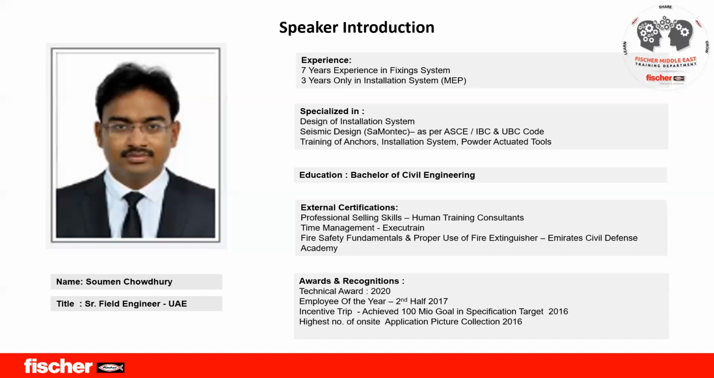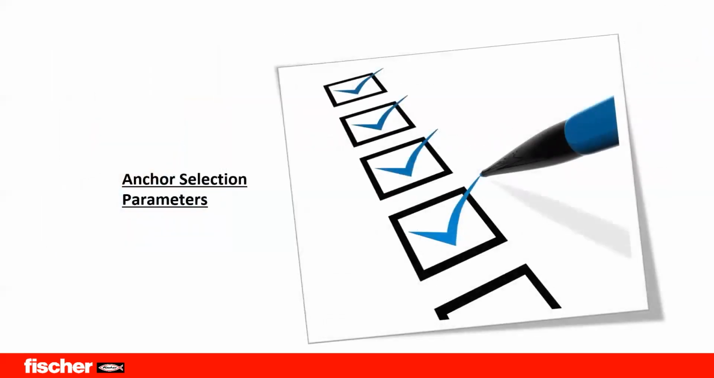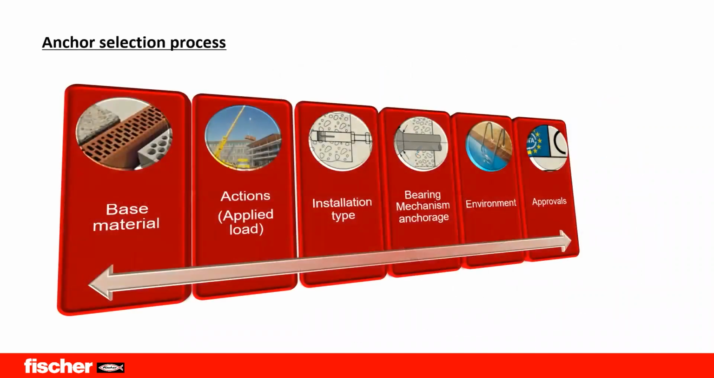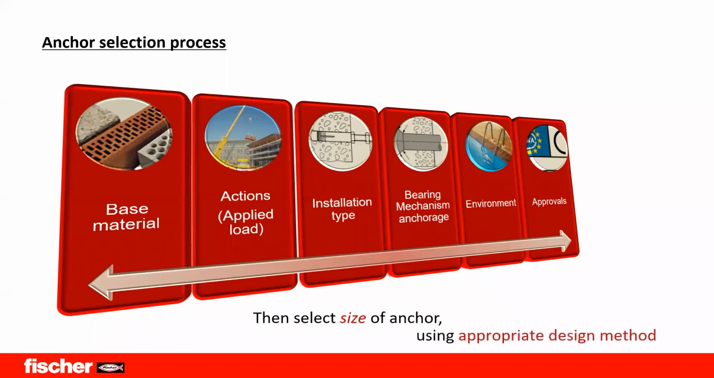Thank you, Soumen. So when we begin, let me ask you the most frequently asked question. What are the parameters that are considered while selecting anchors? That is a very critical stage. Before you select an anchor, you should go through the parameters and then select your anchors. There are different parameters like base material, actions or loading, installation type, bearing mechanism, environment, and also approvals required. After all these things, you have to choose your anchor size and also the design method.